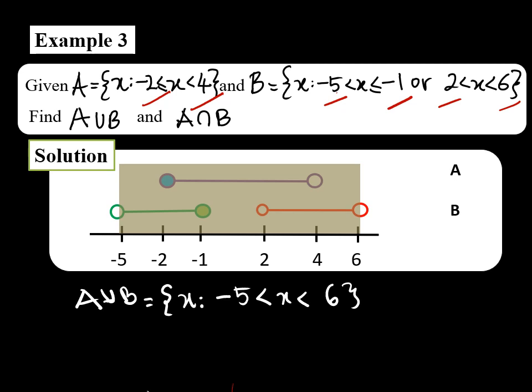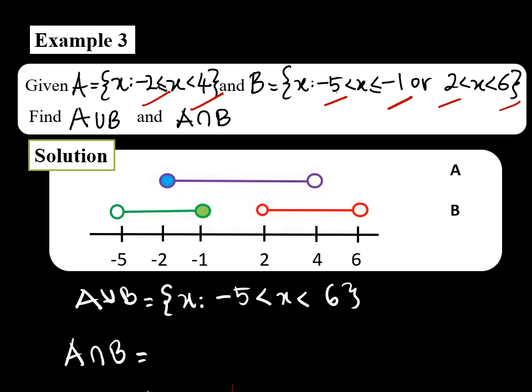The next part is for A intersect B. Where is the area for intersection? We have to make sure the area exists in both sets. The first part is here and the second part is here. Notice that this area consists of both set A and set B. So what is the answer?